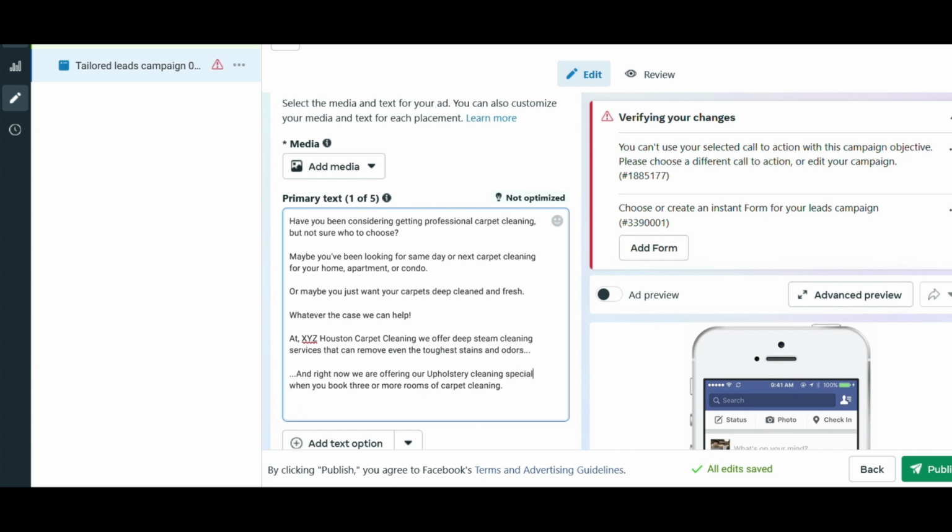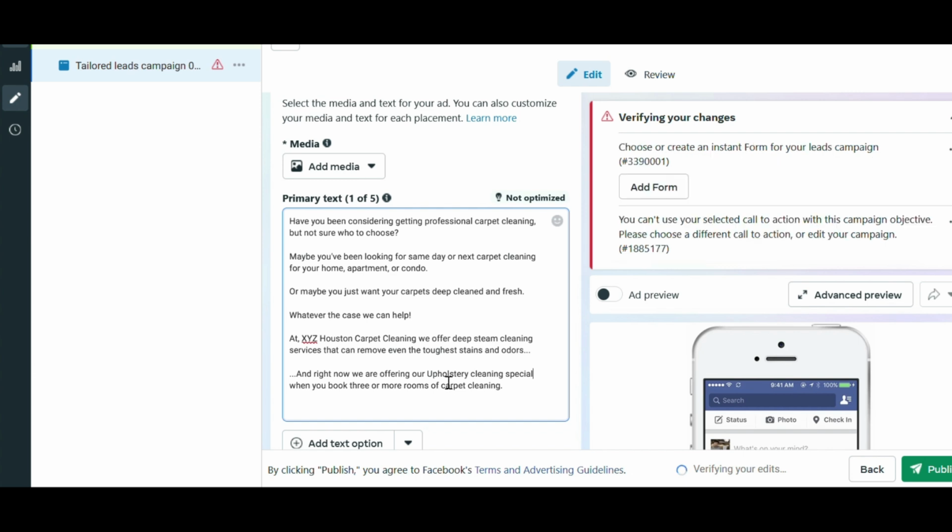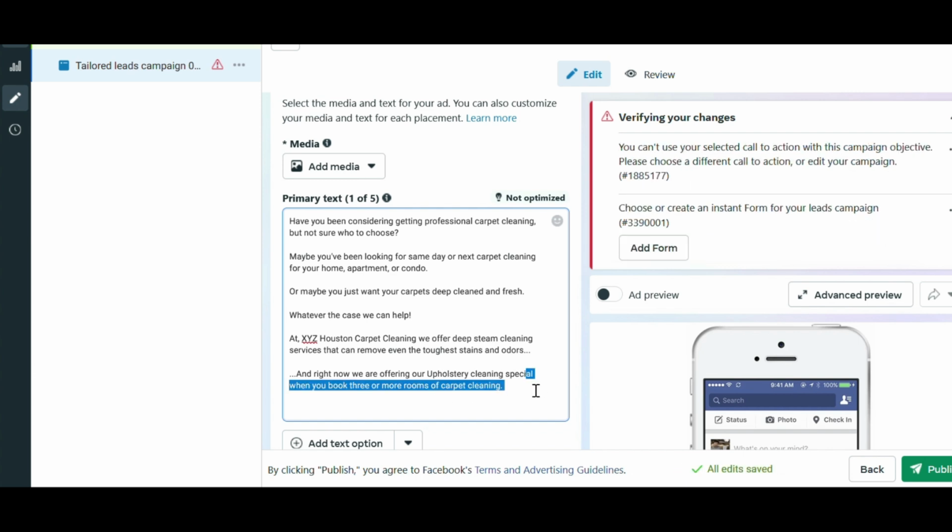So every business, this will be different. Whatever your business is offering, you can reduce this. Something else you can do too, if you offer dry vent cleaning, depending on how you structure your promotion, you can even do a dry vent cleaning as well, which could lead into a little bit of air duct cleaning. But for just the carpet cleaning, right now we are offering our upholstery cleaning special when you book 3 or more rooms of carpet cleaning.